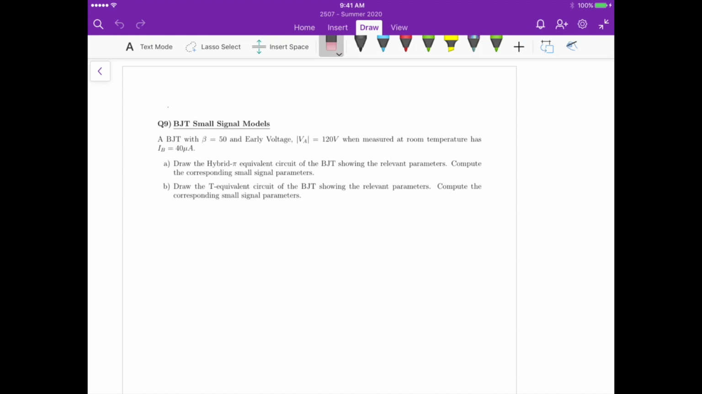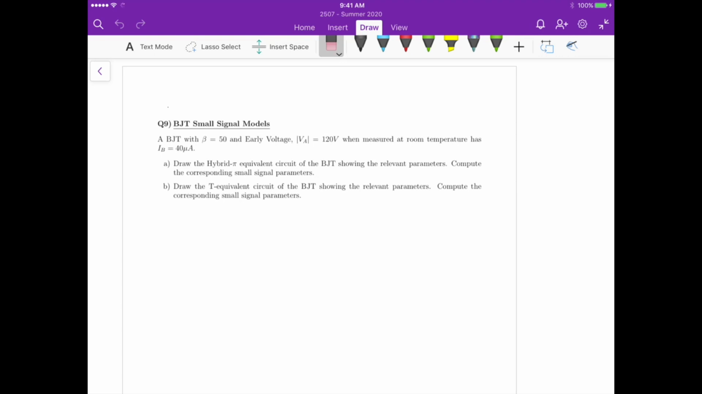Okay, for question 9, we have a BJT with beta equals 50 and an early voltage of 120 volts when measured at room temperature, and the base current is 40 microamperes. So for A, we have to draw the hybrid pi equivalent circuit of the BJT showing the relevant parameters, and then compute the corresponding small signal parameters. And for B, we have to draw the T equivalent circuit and then calculate the small signal parameters.